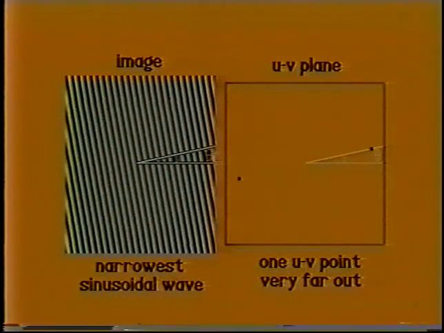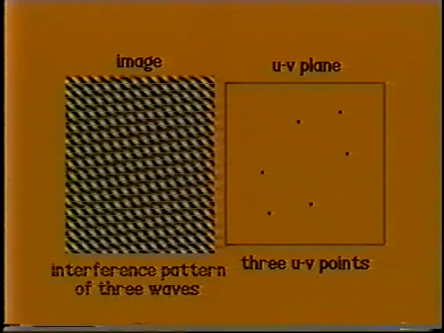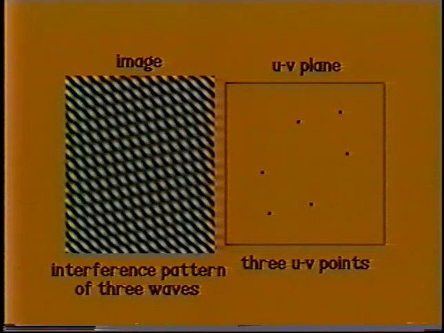These waves in the image are called Fourier components. Each UV point represents one Fourier component. When UV points are combined, the resulting image is the sum of the Fourier components. So, what does all this have to do with radio astronomy? We'll find out in the next section.